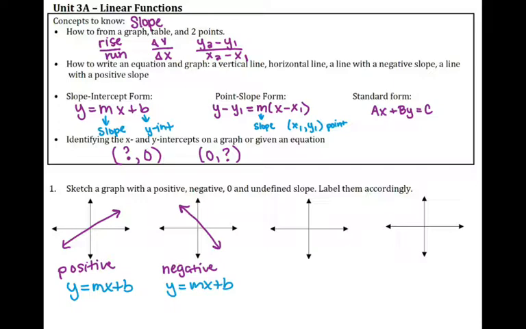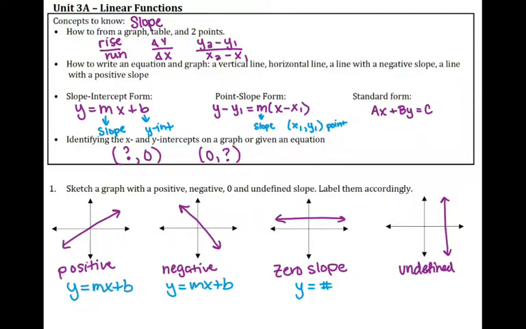A zero slope is going to be a horizontal line. Well, that's not super horizontal. Let's try that again. That's better. So this right here is a zero slope. And when you're writing an equation for a zero slope, that is going to be y equals whatever number it crosses the y-axis. An undefined slope is going to be a vertical line.